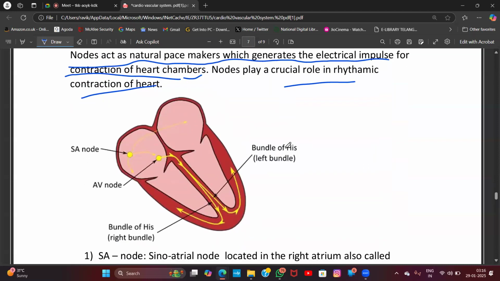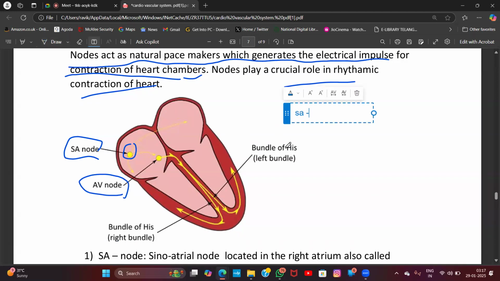For the contraction of the heart, two nodes are helpful. Those nodes are called SA node and AV node. What is meant by SA node? The SA node is called the sinoatrial node.